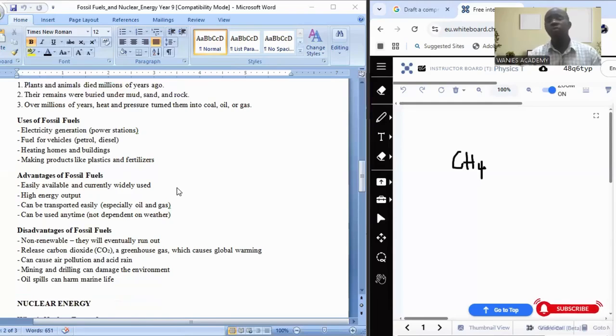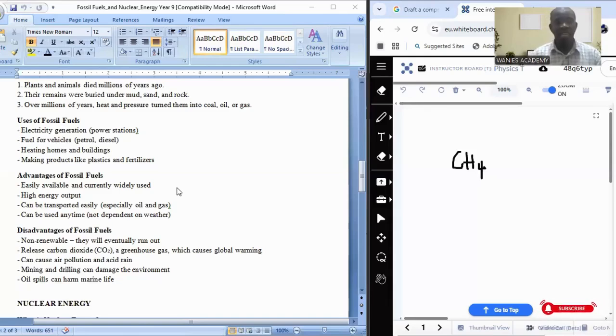Then let's look at the disadvantages of fossil fuel. Because everything that has advantage, you will also see a little disadvantage, the pros and the cons. Now, the disadvantages of fossil fuel include that they are non-renewable. The fact that they are non-renewable is a disadvantage. So they will eventually run out. Then number two is that they release carbon dioxide, which is a greenhouse gas that causes global warming.